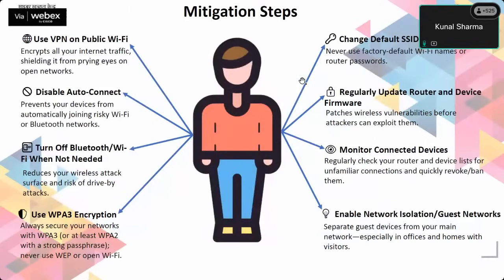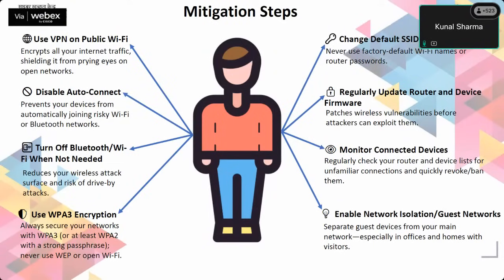So what mitigation steps should we take? Use VPN on public Wi-Fi, I have already explained. Disable auto connect. There is a setting in your mobile that if you get any open, free or known Wi-Fi, the device will automatically connect to that Wi-Fi. You disable that, so that only when you choose to connect to a Wi-Fi, you will be connected. Turn off the Bluetooth or Wi-Fi when not needed, and use WPA3 encryption.